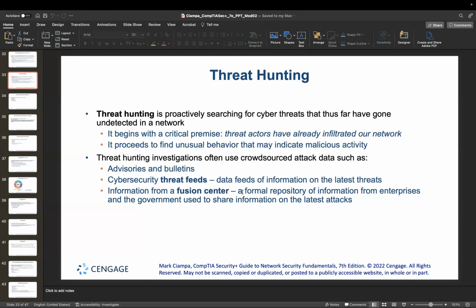Threat hunting investigations often use crowdsourced attack data, such as the advisories and bulletins that are out there. We compare with those. We look at threat feeds somewhere like MITRE, the CVE database and all that, or information from a fusion center, which is a formal repository of information that enterprises and government use to share information on attacks. One good example of it is the NIST database, right?